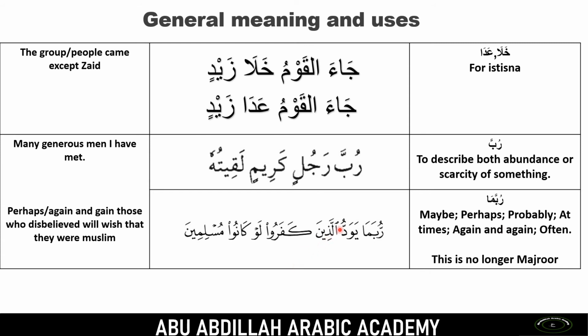Here I have an example from the Quran where rubama is used. It says rubama yawaddu alladhina kafaru law kanu muslimin, that is again and again, or perhaps, alladhina kafaru, those who disbelieve, yawaddu, they will wish. What will they wish? Law kanu muslimin, that they were Muslim. So in the akhirah, this is what will happen: they will wish that perhaps they were Muslim, or again and again they will wish.